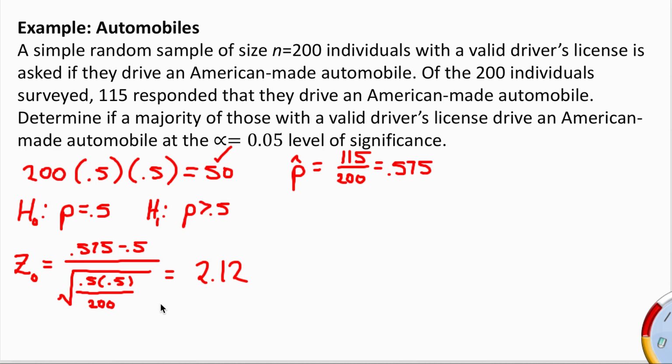So let's hit stat, go over to tests, and then go down to number 5, the 1-proportion z-test, because all we have is one variable. Let's enter our information. P sub naught is 0.5, x is 115, n is 200. We're doing a greater than. So let's calculate.